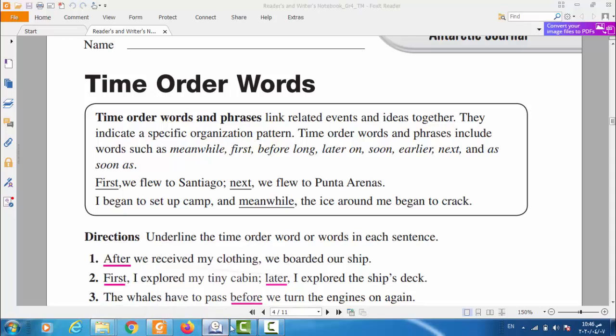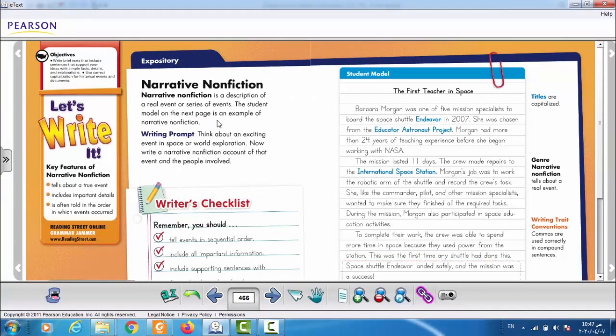We have got the writing, which is narrative nonfiction. The word narrative means a story. You have to tell a story or write about something. Nonfiction means real. So narrative nonfiction means that you're going to write a real story, and you have to tell the events in order. Like how, teacher? For example, I'm going to write about the first teacher in space.